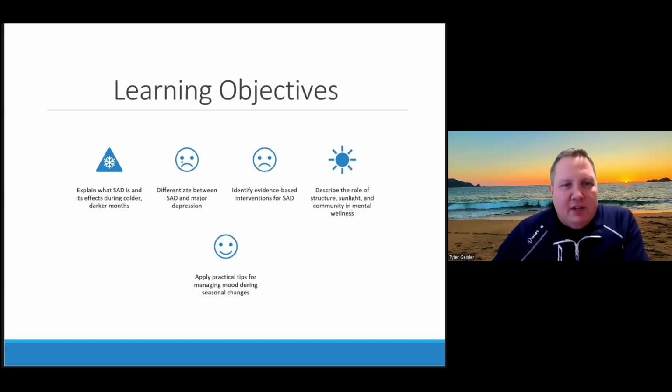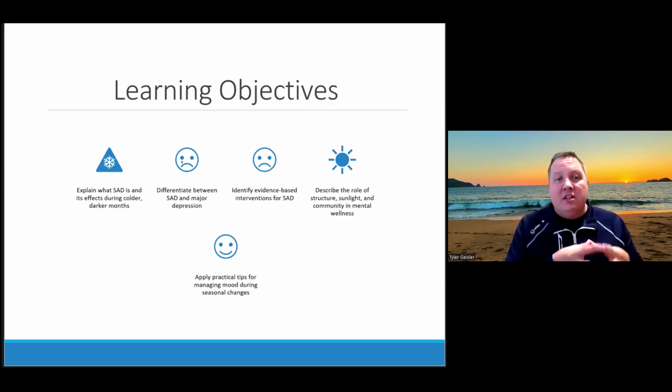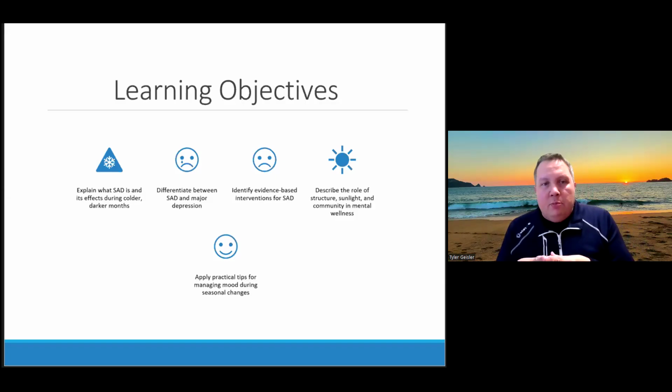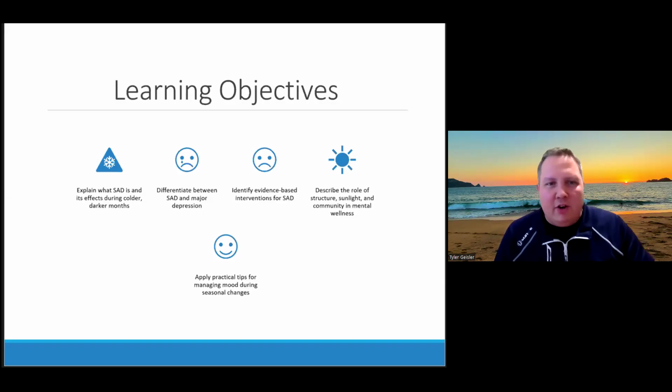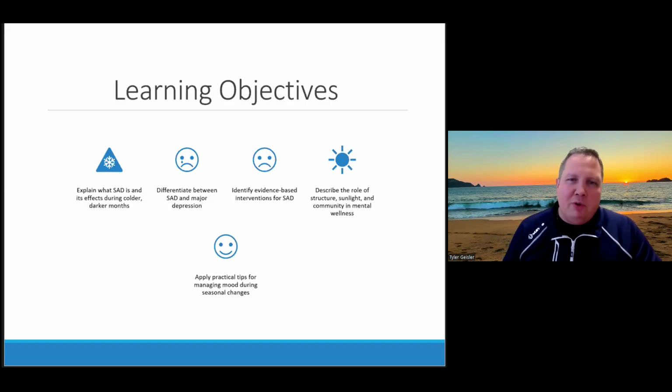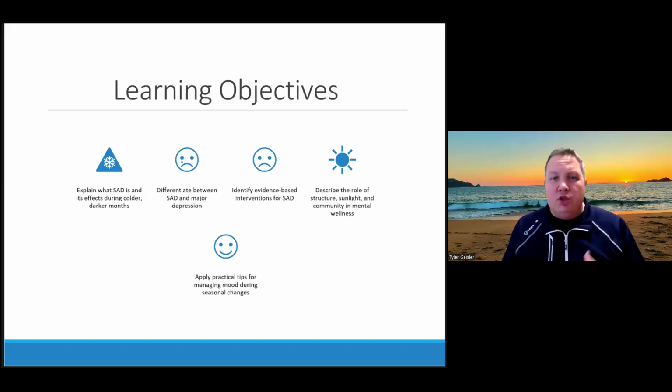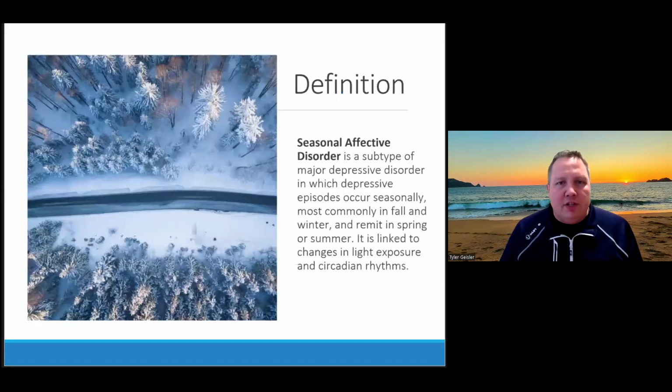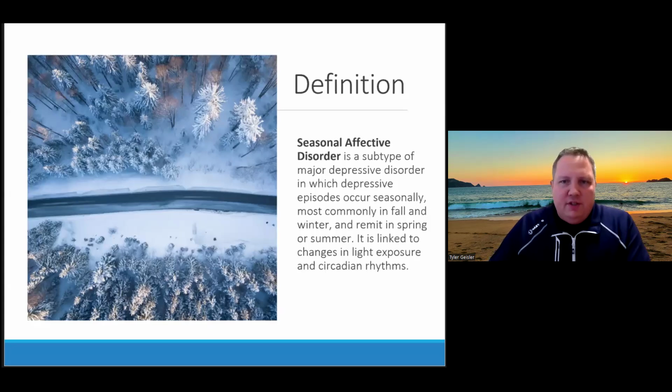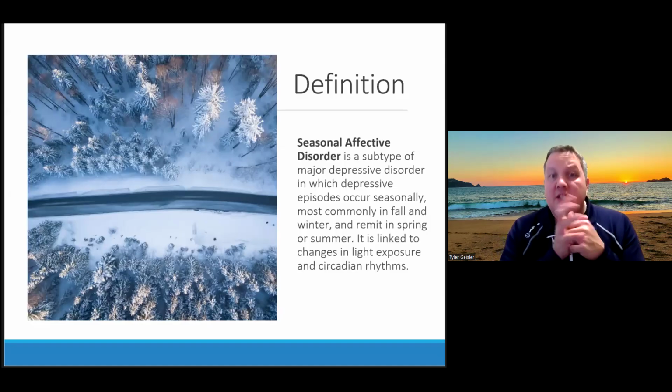So just some of the learning objectives today: explaining what SAD is, differentiating between SAD, which is seasonal affective disorder, and major depression. Ironic that its acronym is SAD when we're talking about depression. And describing the role of structure in your life, sunlight, and mental wellness as well.